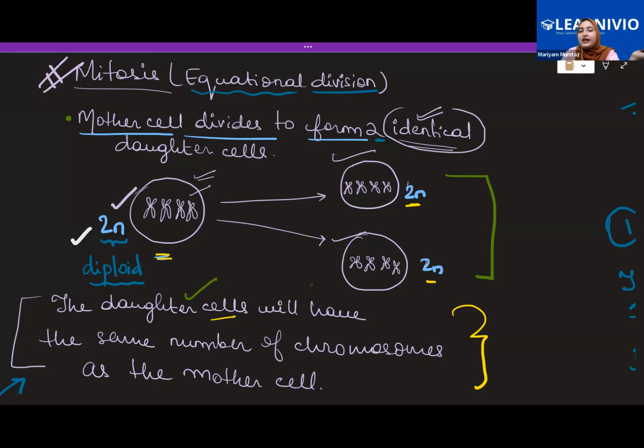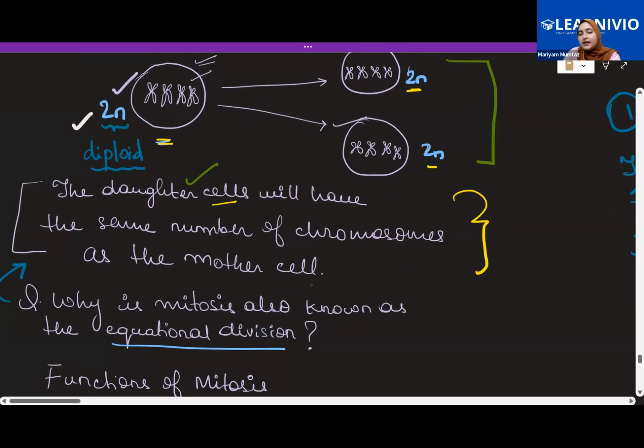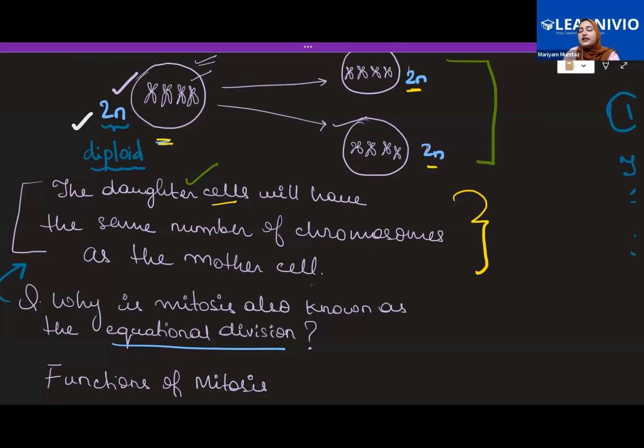So always, at the end of mitosis, two daughter cells will be formed. From one cell, two daughter cells, and they will have the exact same number of chromosomes as the mother cell. Since the daughters have the same number of chromosomes, we say this division is equational division, equal number of chromosomes. Clear? Any doubts? Yes, all right.